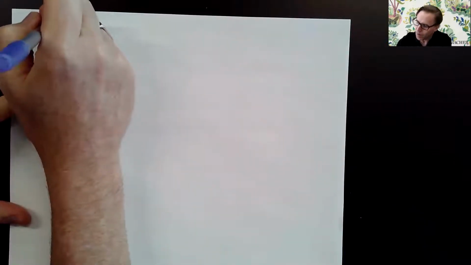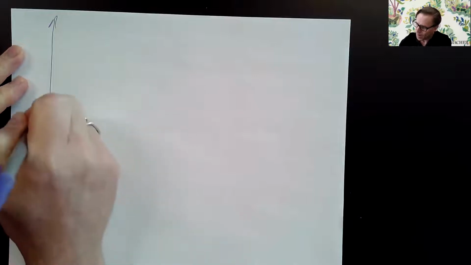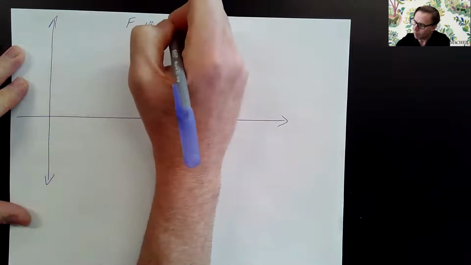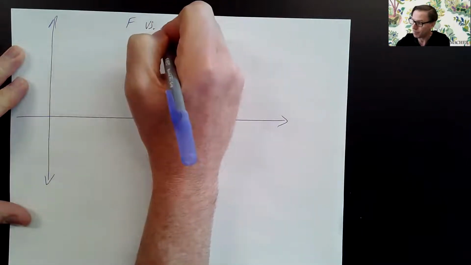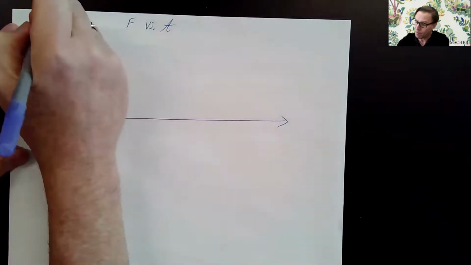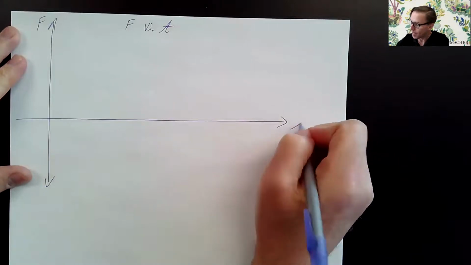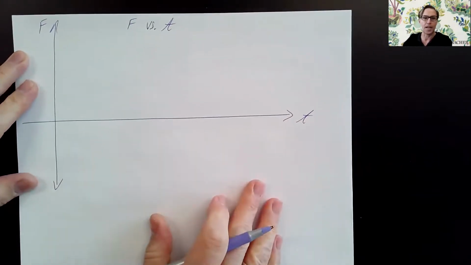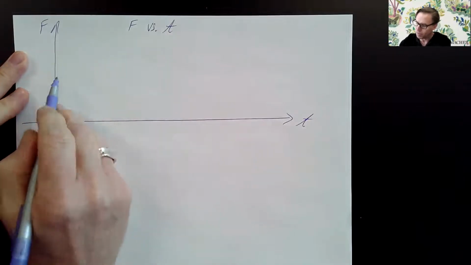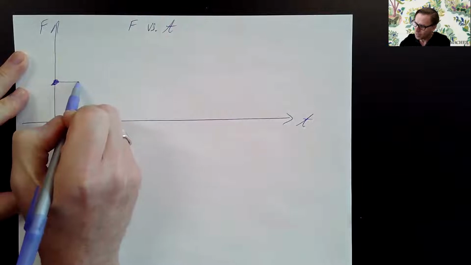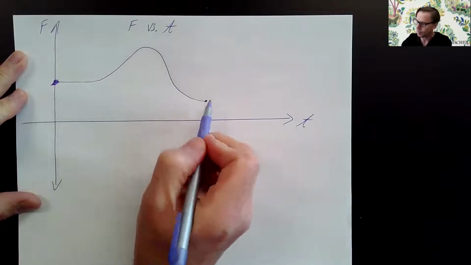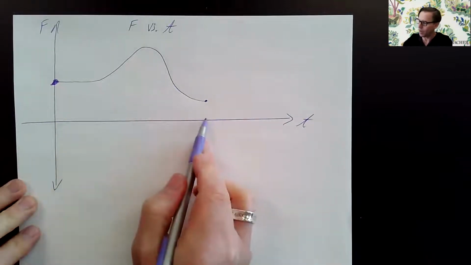Let's make a graph. I love graphs. Let's make a graph of force as a function of time. We usually think of force as a function of position, but let's graph force here on the vertical axis and time on the horizontal axis. Let's just make a graph that looks like this. We start out with some non-zero force, and that force stays constant, and then it increases, and then it decreases, and then we stop. So we start here at t equals 0, and we end here at some other time.